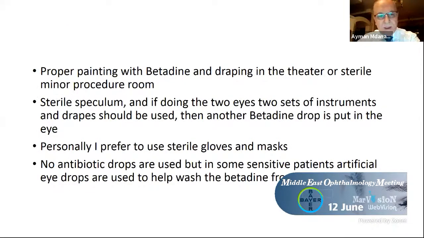In the theater, we do the painting with betadine and the draping in a sterile theater, or some of my colleagues do it in a sterile minor procedure room, no problem. Sterile speculum, and I sometimes do the 2 eyes. If I'm doing the 2 eyes, I use 2 sets of instruments and drapes. And another betadine drop, I put it immediately before injecting, and I don't wash it. Personally, I prefer to use sterile gloves and masks. I don't use any antibiotic drops, but sometimes I give artificial eye drops to help patients wash the rest of the betadine from the eye. I found it helpful, in fact.